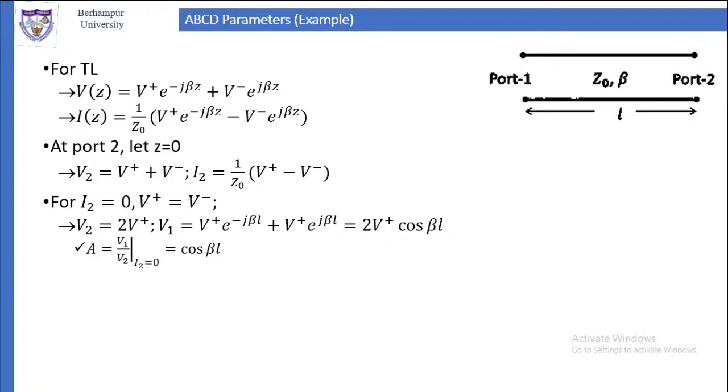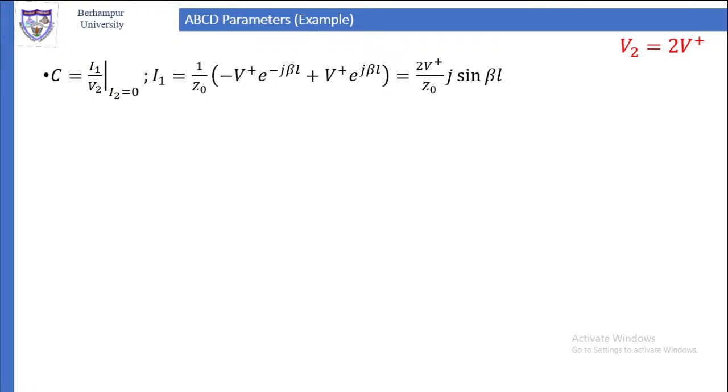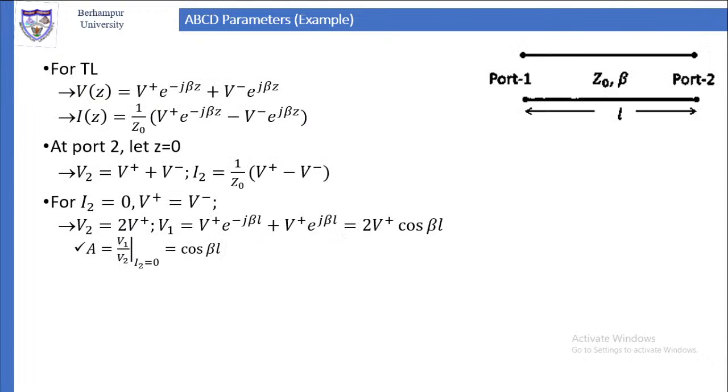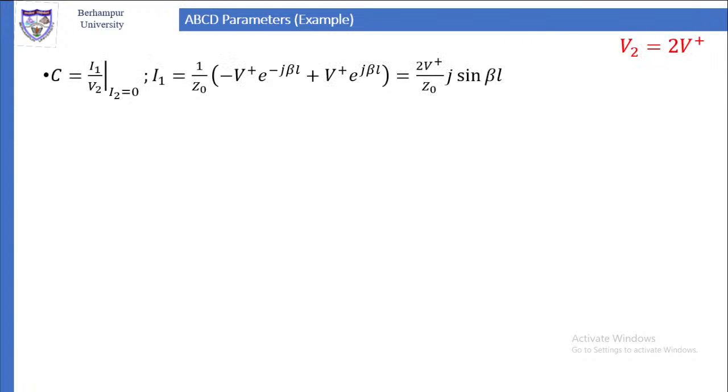So you can find out now A is equal to V1 by V2 when I2 is equal to 0. From this expression, V1 by V2 is equal to 2V plus cos beta L by 2V plus. So numerator and denominator V plus cancels out, leaving cos beta L. So A is equal to cos beta L.